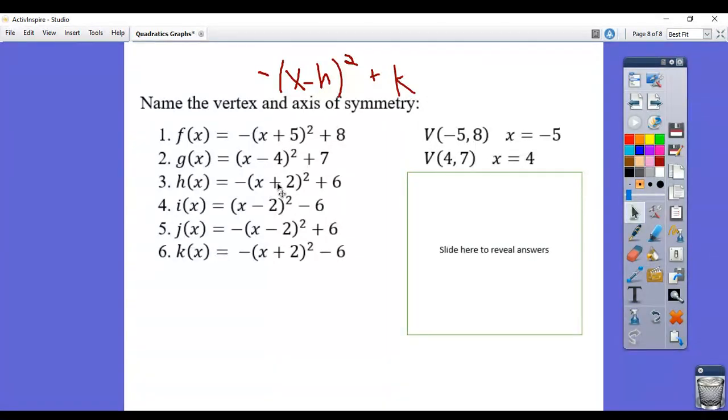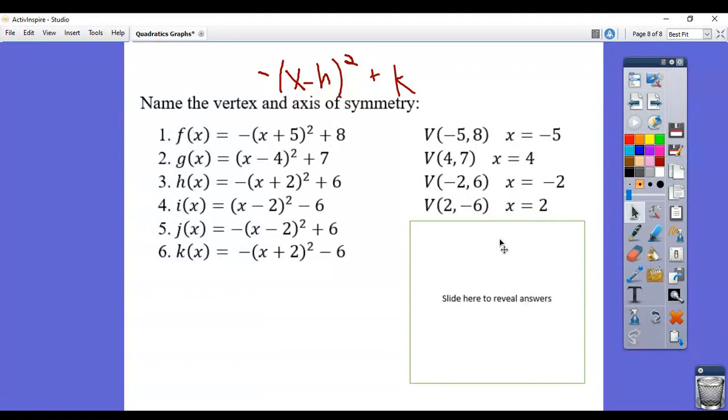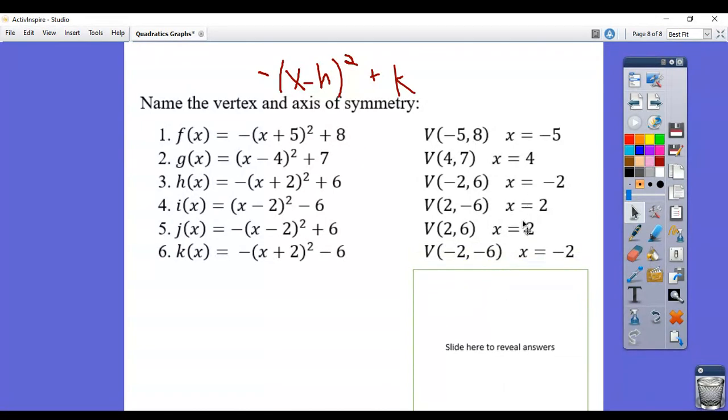Here, the vertex is negative 2, positive 6. And the axis of symmetry is x equals negative 2. For example 4, we take the opposite of what's here, so it'll be a positive 2 and then a negative 6. For this one, we take the opposite of what's in here, it'll be a positive 2, but we paste a positive 6. Here, the opposite of 2 is negative 2, and we paste a negative 6. And notice how the axes of symmetry fall in line there.